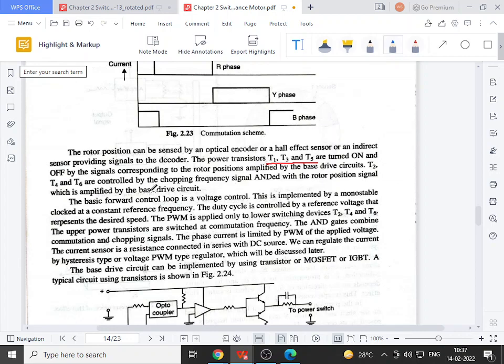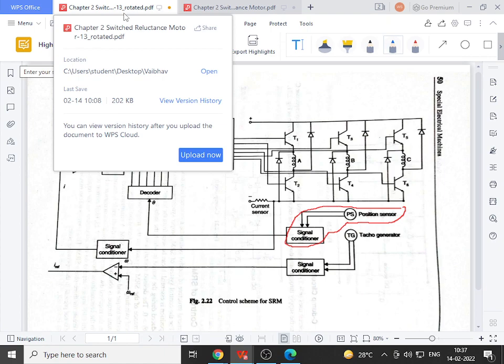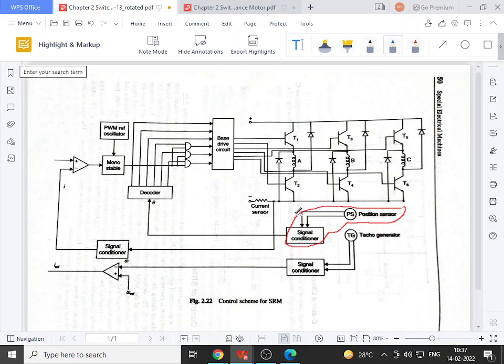These upper leg switches T1, T3, T5 are turned on and off by the signal corresponding to the rotor position. The output of the rotor position sensor is generally of a lower magnitude, so initially we have to increase the magnitude of the sensor output, and for that purpose we use signal conditioners. The signal conditioner generally consists of amplifier circuits and filter circuits.